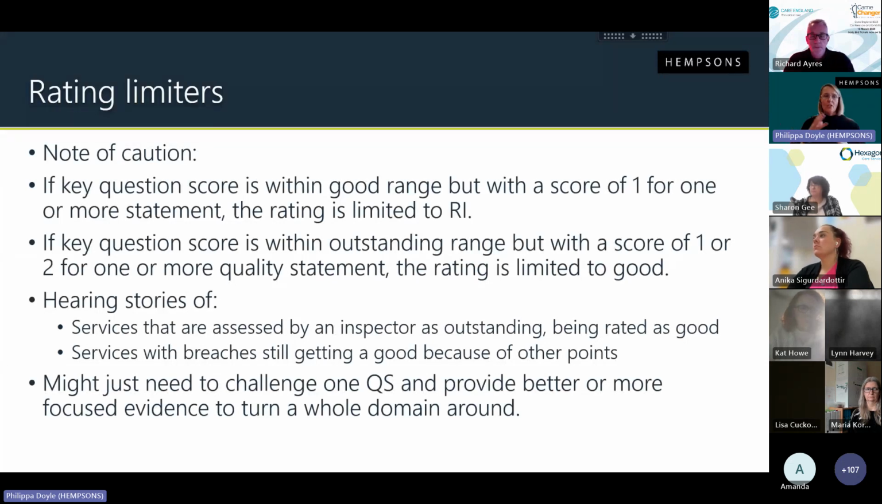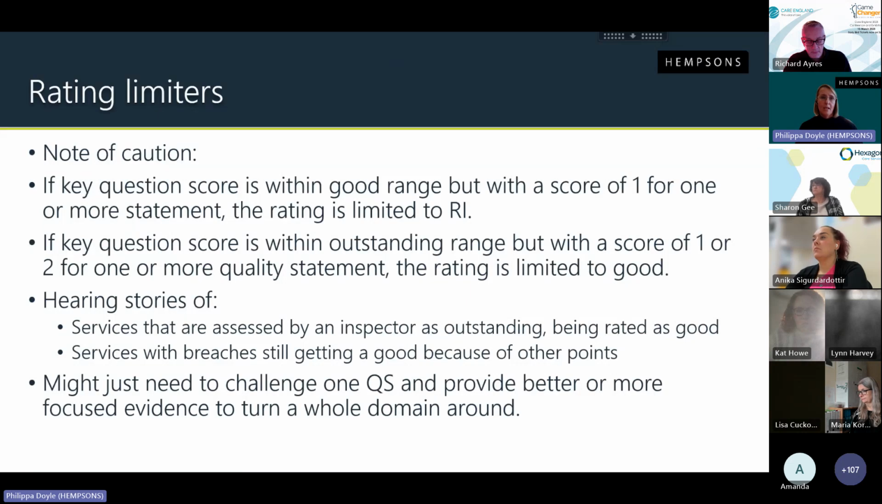So if your key question score is within a good range, so if your safe domain looks like it's within a good range, but you've got a score of 1 or more in one of the quality statements within that domain, then they're going to limit that rating to requires improvement. Certainly the service that I'm working with at the moment, the one that's just 1 percentage point off good, that's exactly what's happened to them, because there's one area where they've been scored a 1. So that rating has been limited to requires improvement. It's been limited at 62% when probably it should be 64 or 65 and well within the good range. So we know where we need to concentrate our efforts and move things higher.